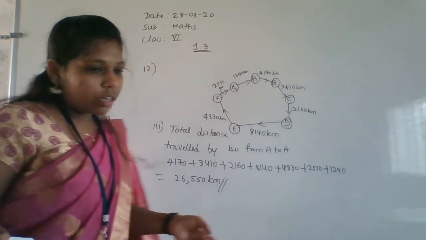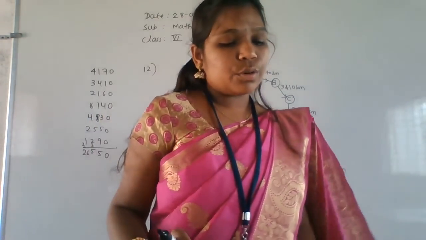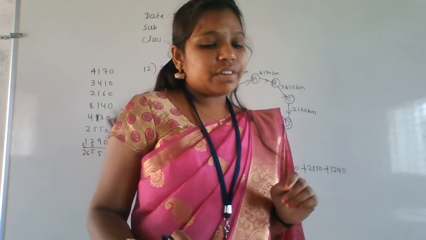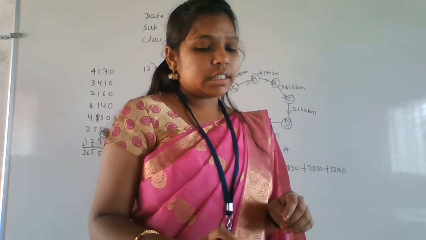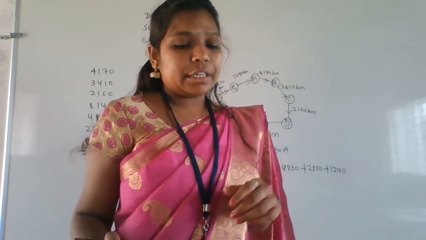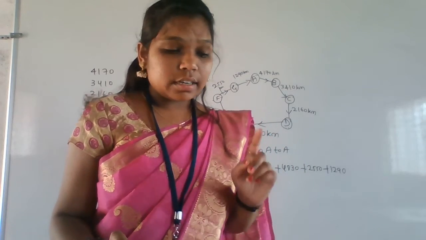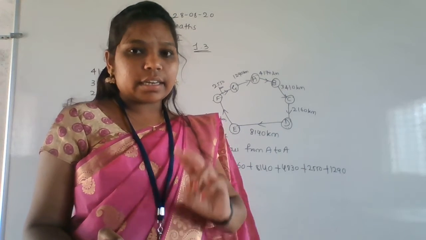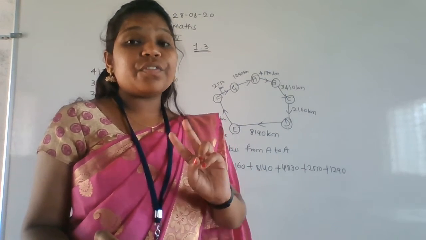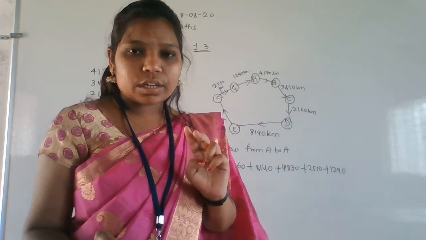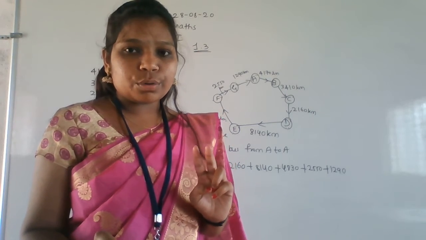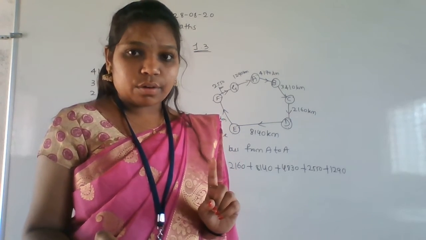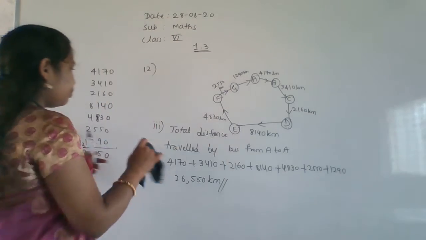This one is the third one, and now we'll move to the fourth question, that is to find the difference of distances from C to D and D to E. First you have to find the distance from C to D and D to E. Next, take the difference of those two. Difference means you have to do the subtraction. Okay, so we'll do it now.